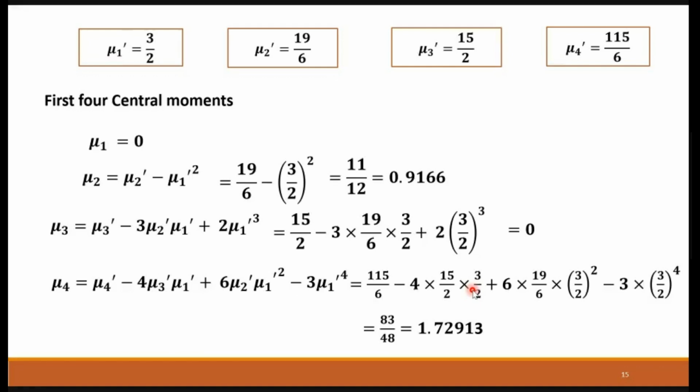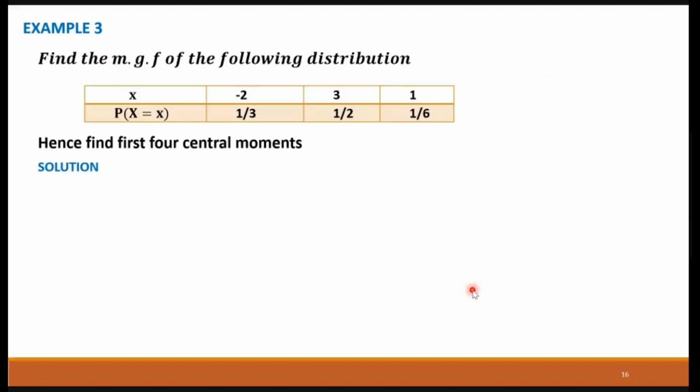Okay, so we have got the MGF. From the MGF, we have differentiated with respect to t and put t equal to 0. We got the first 4 raw moments, and from the raw moments, we are calculating the central moments. Next problem.